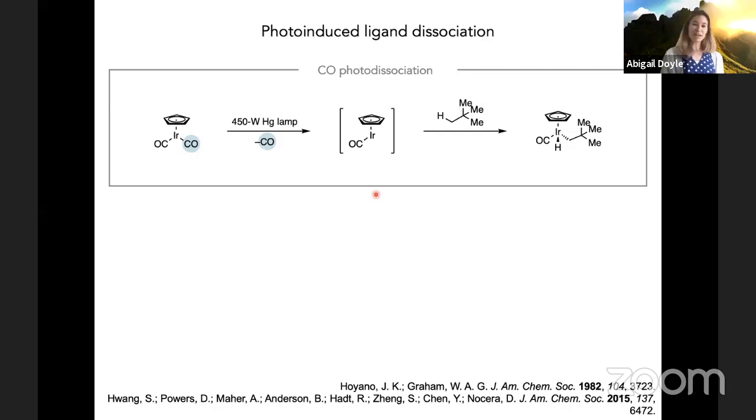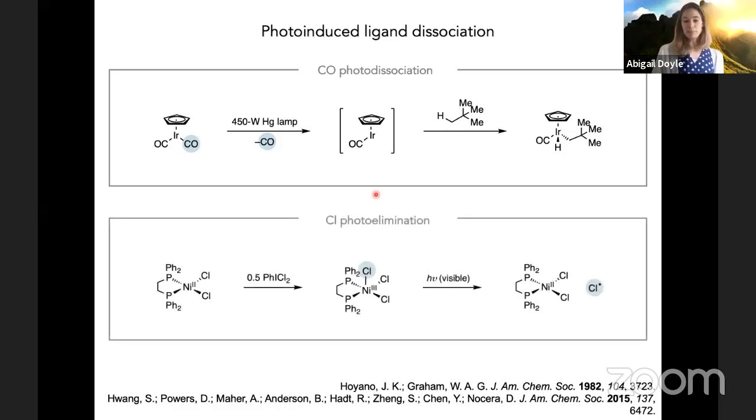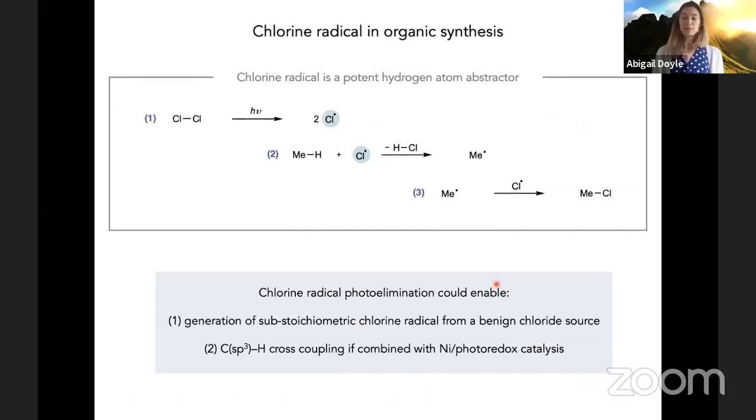This is an elementary step that actually has an important history in early examples of CH activation. But the specific example that we were interested in is from a study that the Nocera laboratory published in 2015, where they showed that these nickel(III) trichloride complexes can absorb visible light, and in doing so, undergo a photoelimination of chlorine radical. So this caught our attention because chlorine radical is a potent hydrogen atom abstractor, and in fact can abstract some of the strongest sp3 CH bonds in free radical chlorinations.